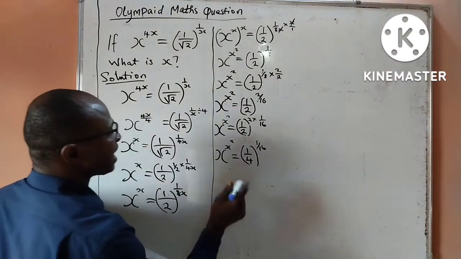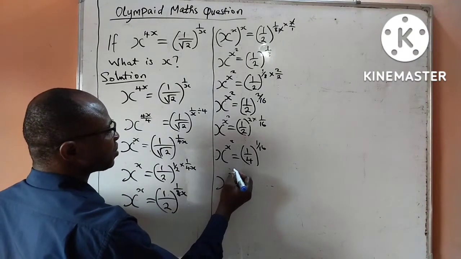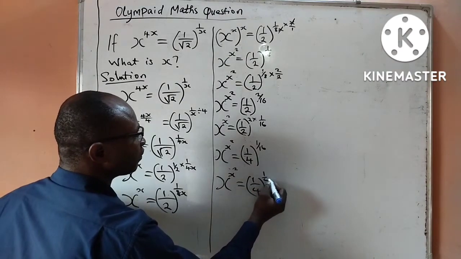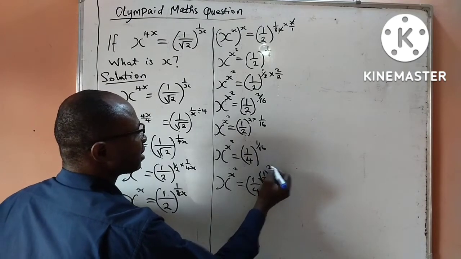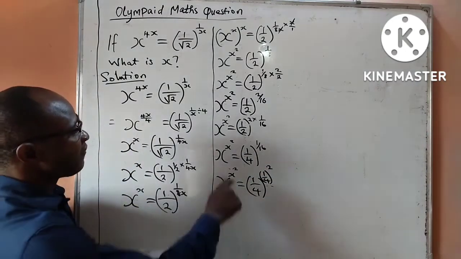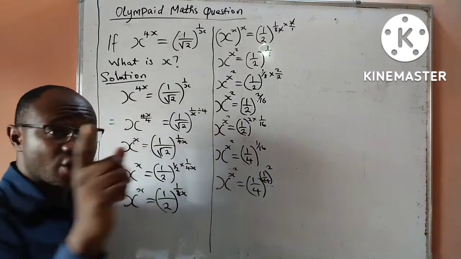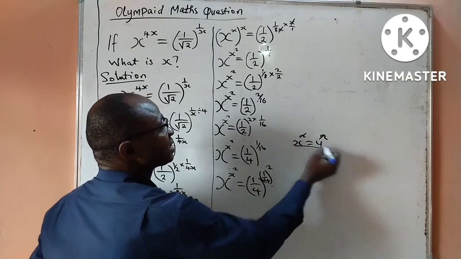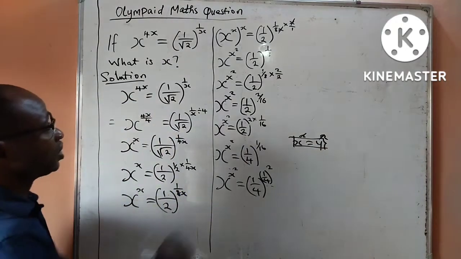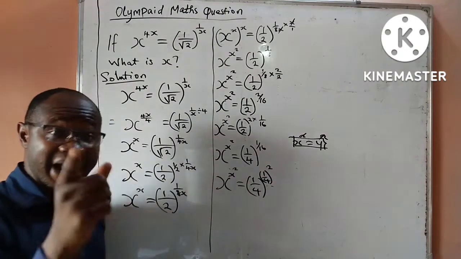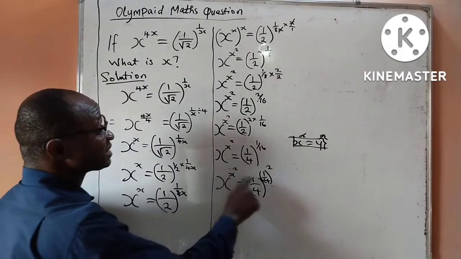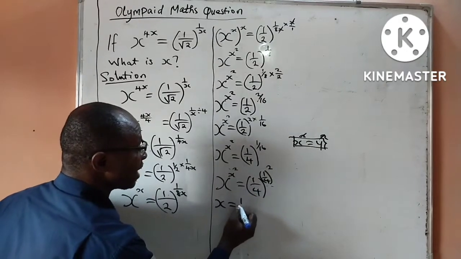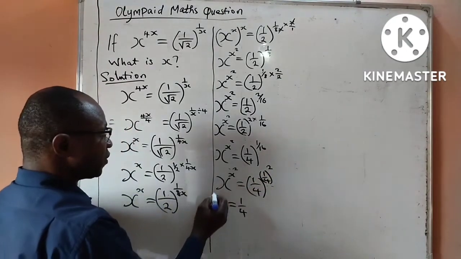So I can now write it as x raised to the power x squared is equal to 1 over 4 raised to the power 1 over 4 squared. Now, we are there. Therefore, 2 is equal to 2 according to the law of indices, x squared equal to y squared. Therefore, x is equal to y. Alright, so since the powers are equal, I can now say this power x is equal to 1 over 4. We can now conclude that the value of x is equal to 1 over 4.